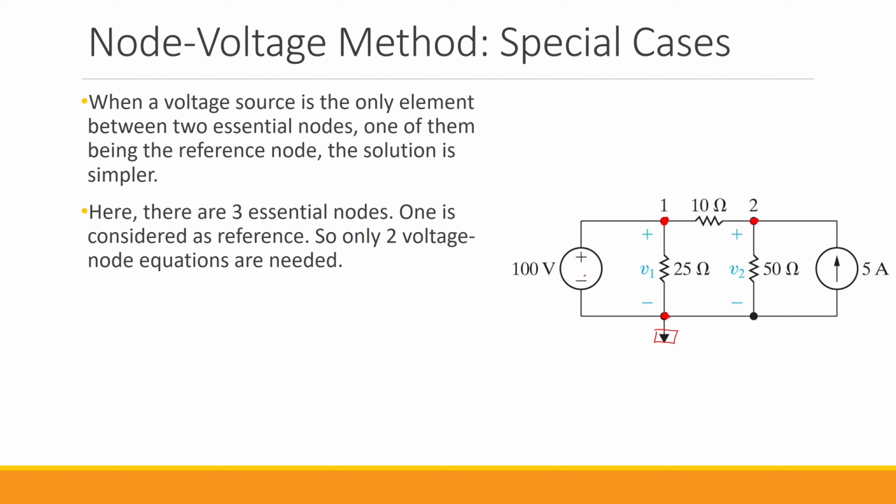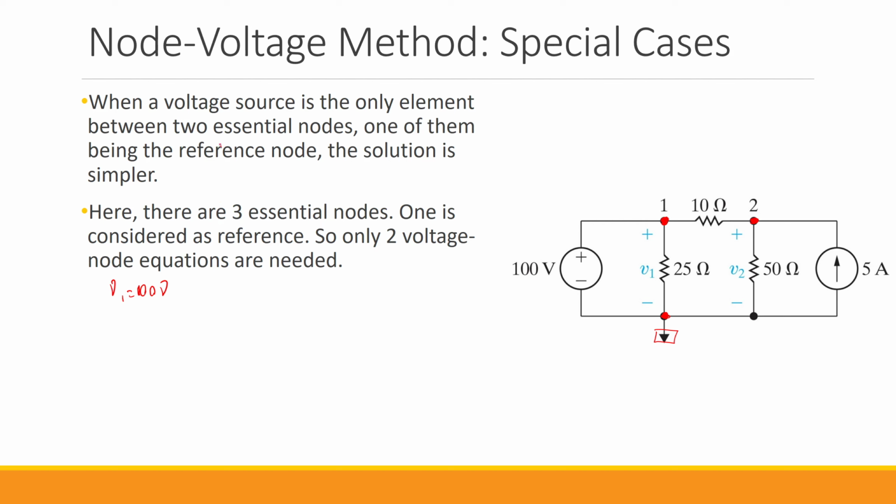But one thing that you might notice here is that we have this 25 ohm in parallel with a 100 volt independent voltage source. If you remember from before, when we have components in parallel, their voltages are exactly the same. Since this is an independent voltage source with a value of 100 volts, the voltage across this 25 ohm is going to be 100 volts. So practically, V1 is 100 volts without us doing any calculations.